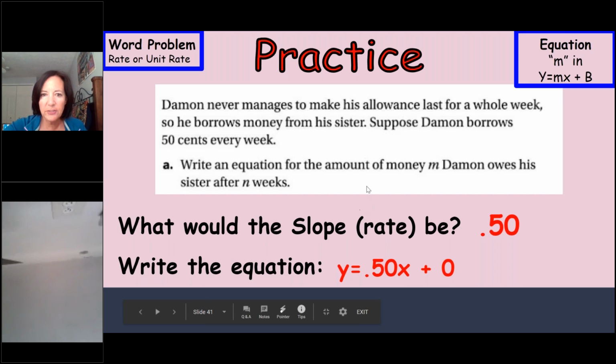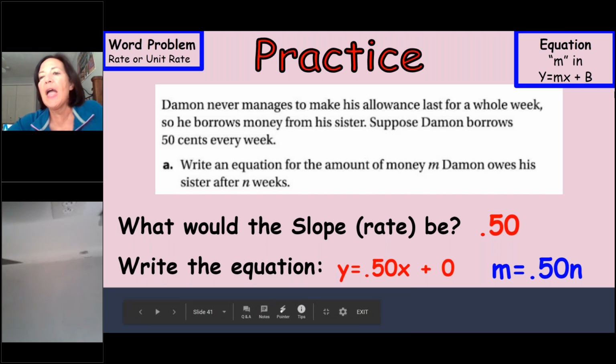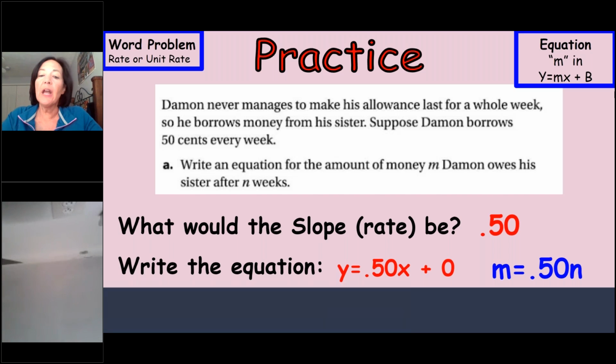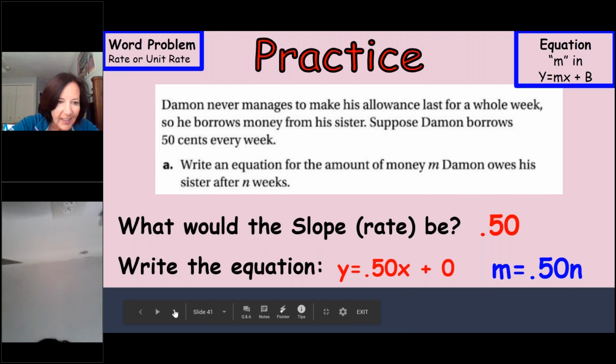And then again, they told us to use M for the total amount of money and N for the number of weeks. And so M equals 0.50N. And also, you put on the plus 0. That is fine. That is absolutely a correct answer. So the answer I have written here in red is correct. It just looks odd. People don't normally write plus 0 because it just goes away to nothing. So what you'll see is M equals 0.50N. Okay. Let's try another one.